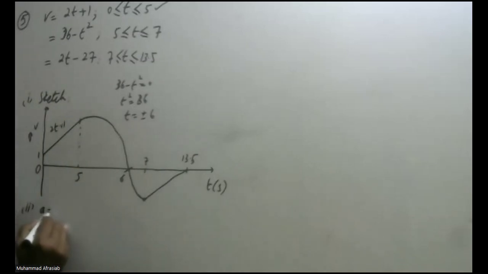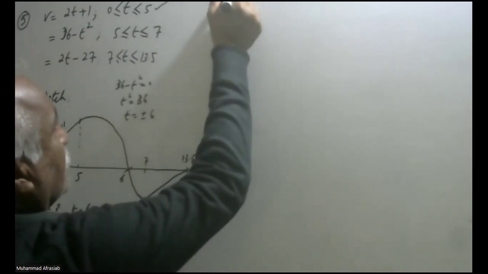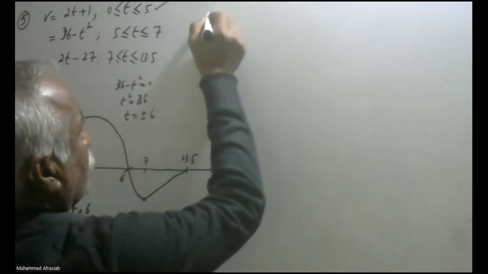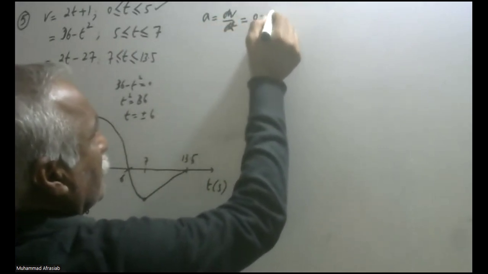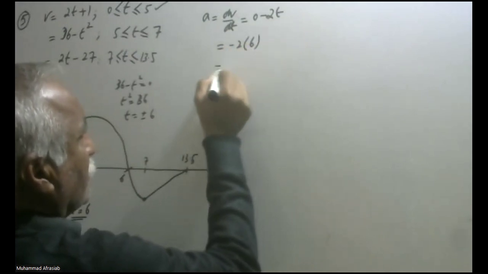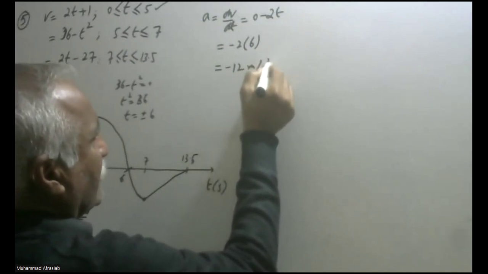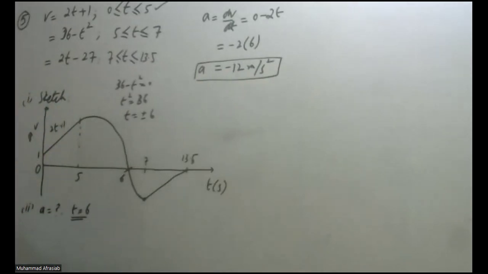Then in the next part, they are asking to find the value of acceleration when t is equal to 6. We know that t equal to 6 lies between 5 and 7, and that equation is 36 minus t squared. So acceleration is equal to dv by dt, that is equal to 0 minus 2t, or minus 2 into the t value, which is 6 there. So it is minus 12 meters per second squared, the value of that acceleration.